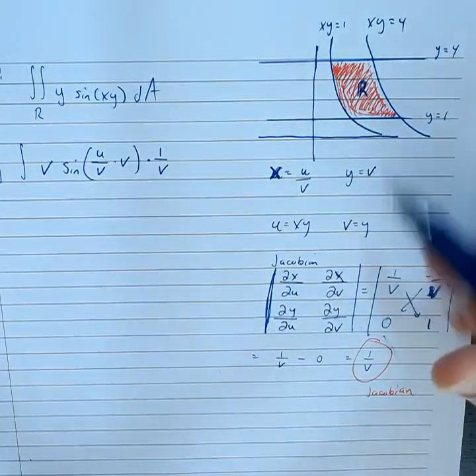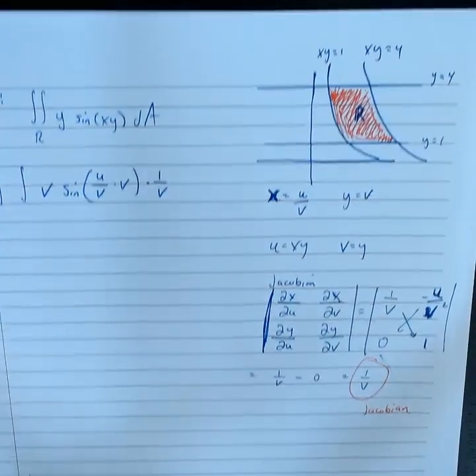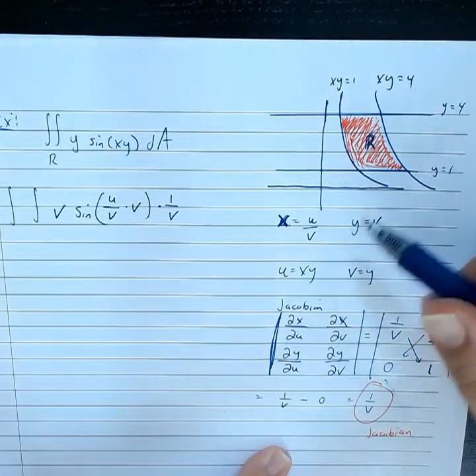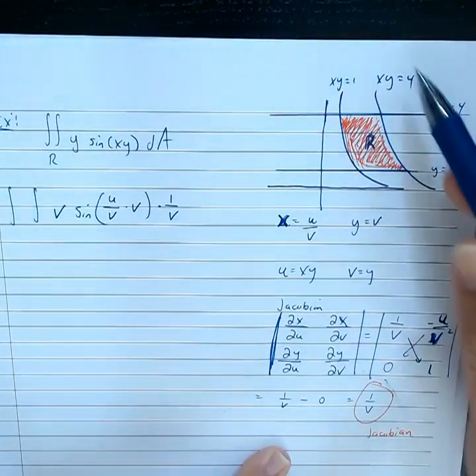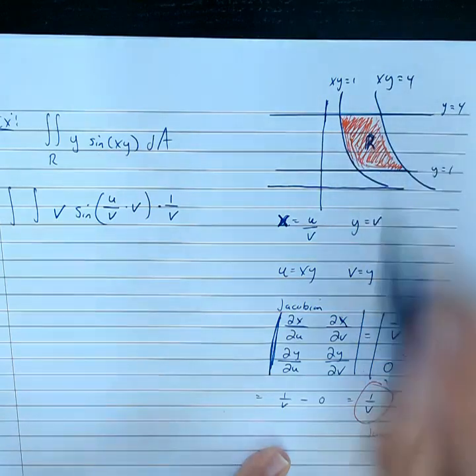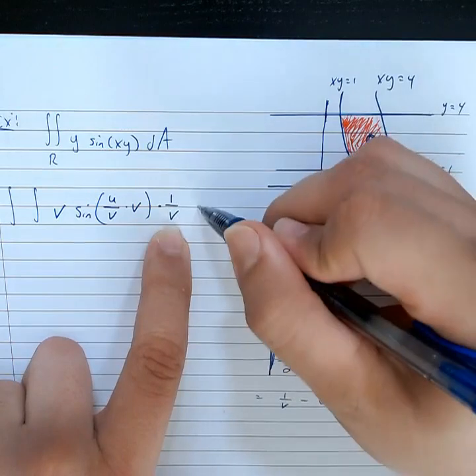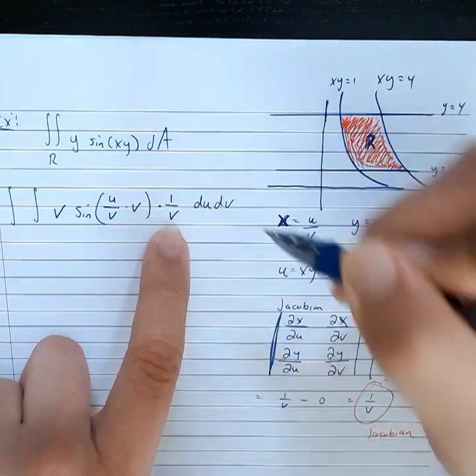I would say absolute value, but all of our numbers are now positive. We don't worry about that anymore. All right, 1 over v. Here, v is going to be a set of positive numbers. Notice all of our boundaries are positive. Everything's in the first quadrant. And that's going to be times 1 over v du dv.